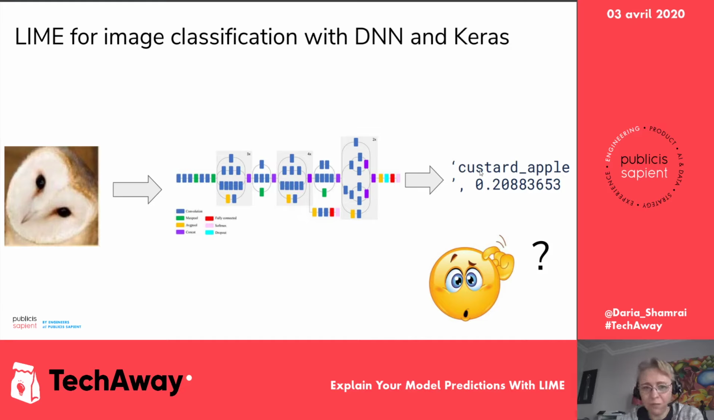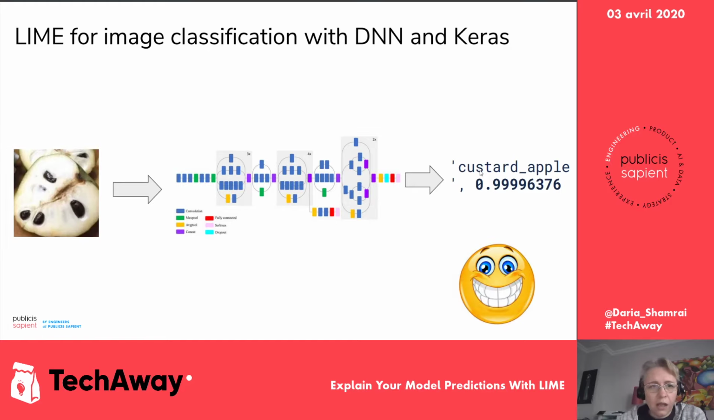Probably it is wrong. And at the second round, we try to do the same thing, because we just need to check if our model is absolutely silly. Maybe it just has never seen this. And we feed in the custard apple, and it says 99.99%. So it's a custard apple. I am super cool. I solved your problem very well.